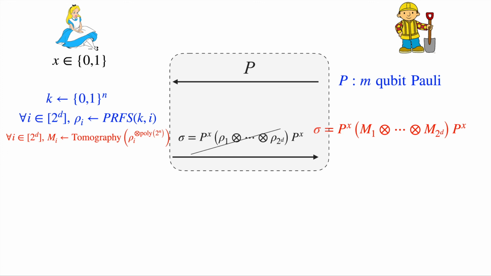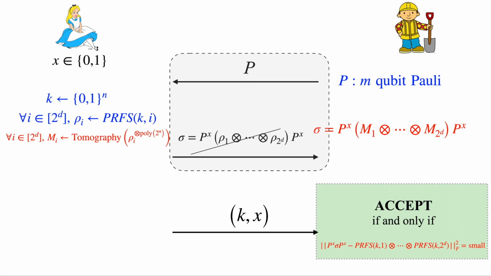So how do we make the communication classical now that we have the classical description of the density matrices? Instead of sending the density matrices, we'll just send the classical matrices M1 through M_{2^d}. The rest of the scheme is the same as before. And even Bob is going to perform the tomography procedure to check if whatever classical matrix Alice sent in the second message is correct or not. Okay, so this roughly concludes the description of the scheme. If you want to know more details, again, refer to the full version.